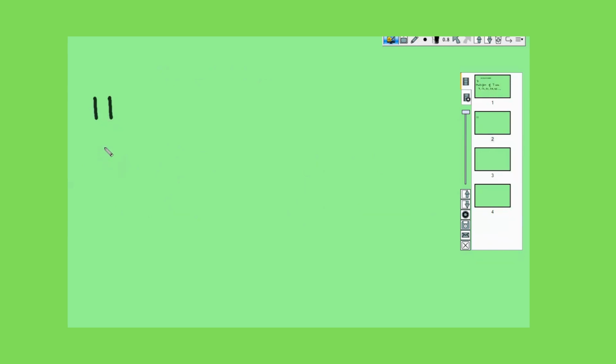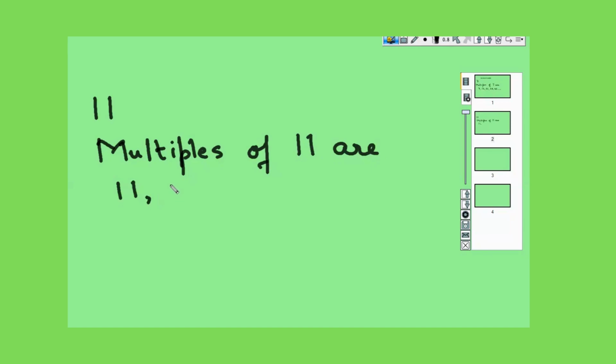Let's write down the multiples of, say, 11. So you write down like this: multiples of 11 are 11 ones are 11, then you have 11 twos are 22, 33, 44, and it goes on till the numbers you're asked for.